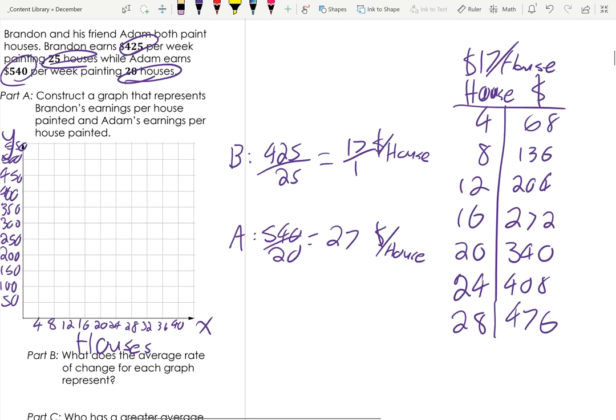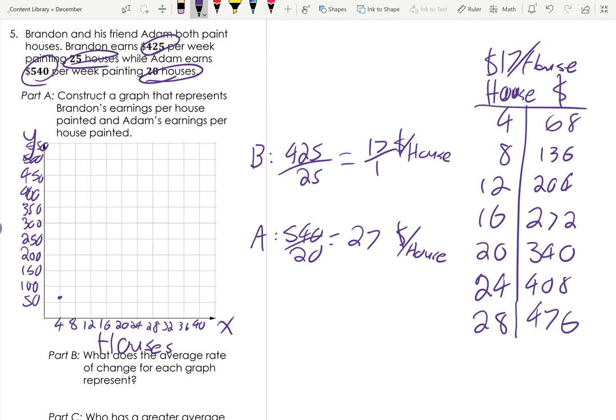And now I'm going to just plot those points. So 4 was 68, so it would be somewhere just a little bit above 50. This is just going to be a bit of a guesstimate, but it's all right. 8, 136. 12, 204, so a little bit above 200. 16, 272, about there. 20 would be 340, which would be right about there. 24 would be 408. And 28 would be 476. So there's a little bit of a sketch for Brandon's.